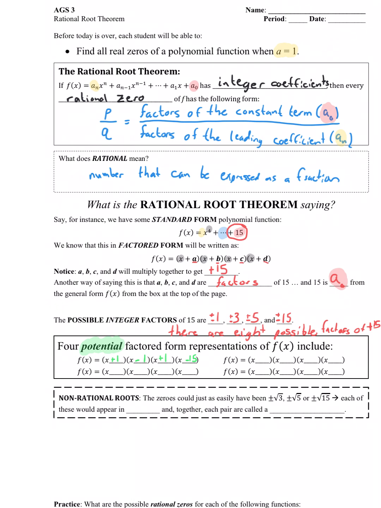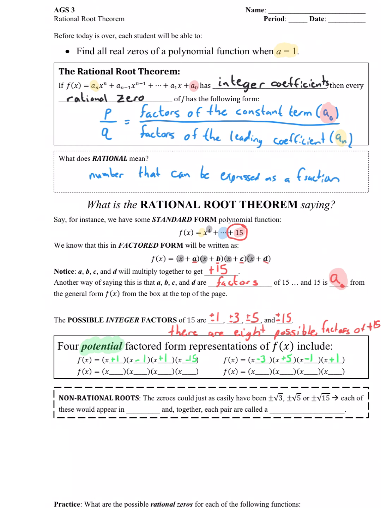Another possible representation could be x minus 3, x plus 5. Negative 3 times positive 5 is negative 15. So I need another negative in there. That gives us a positive 15. And then multiply by positive 1. That gives us a positive 15. Okay, so that's another possible representation.